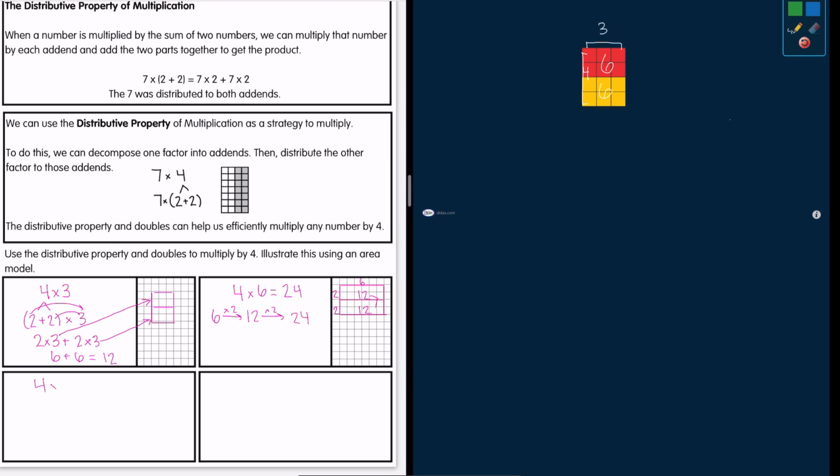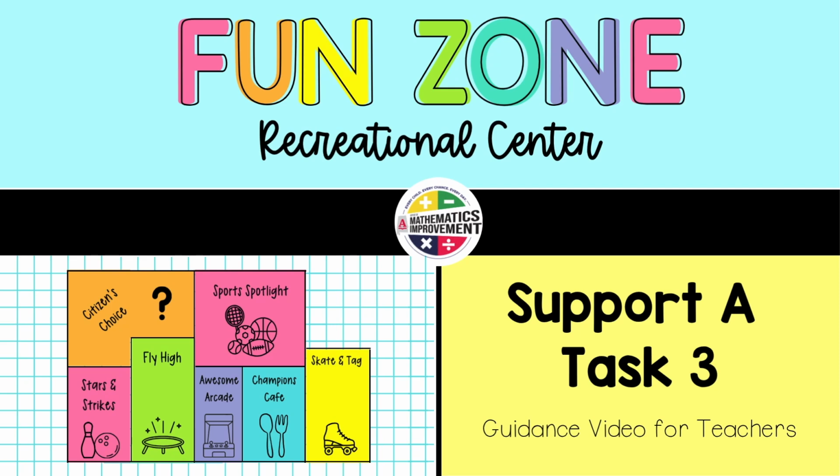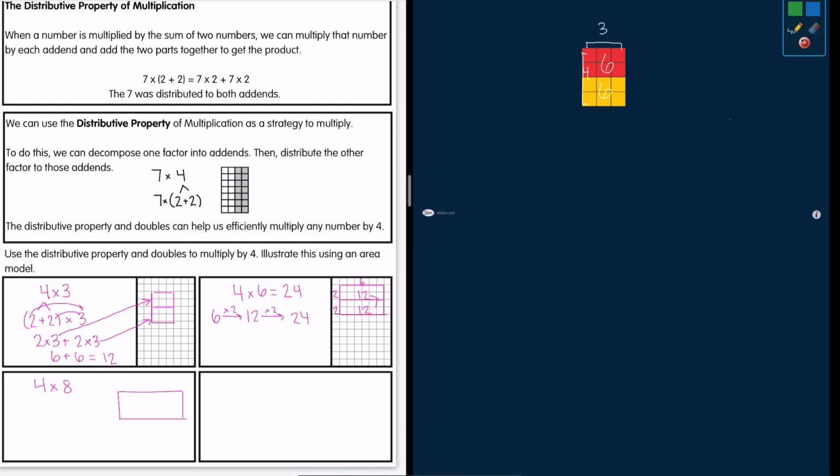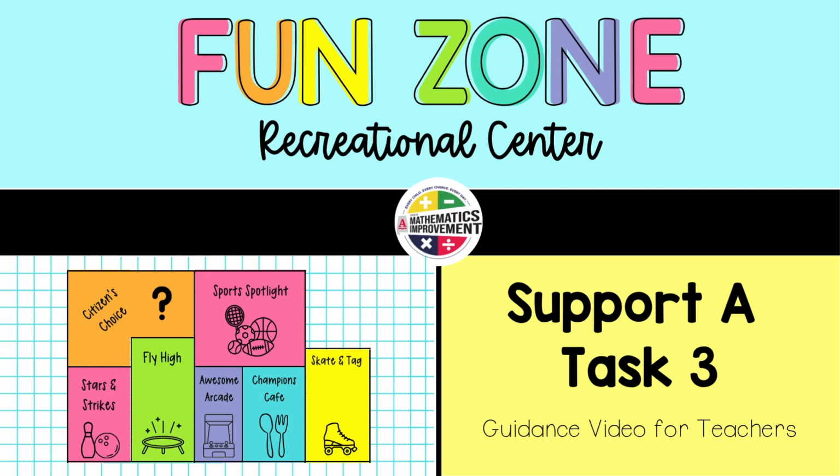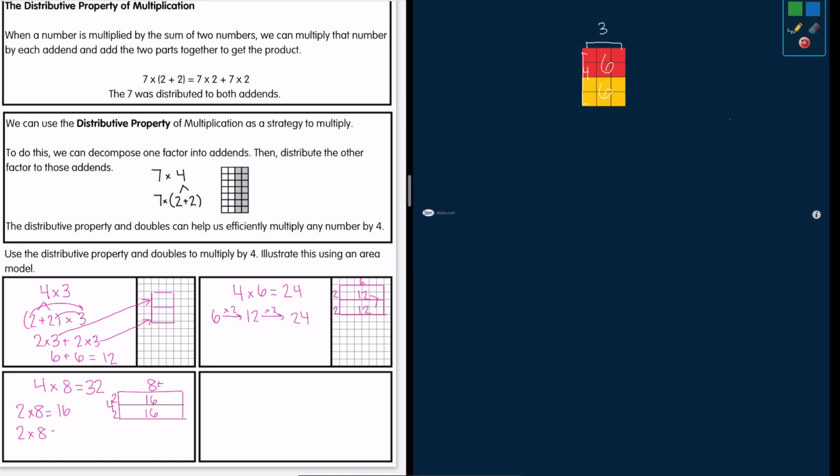Let's do this for 4 times 8. We will draw an open area model as we do not have a gridded section. I have 4 rows of 8. We can decompose the 4 into 2 and 2. What do we know the double of 8 is? It's 16. So 16 doubled is 32. So we said 2 times 8 equals 16, plus another 2 times 8 is equal to 16, for a total of 32. Now I would like for you to try this strategy on your own.